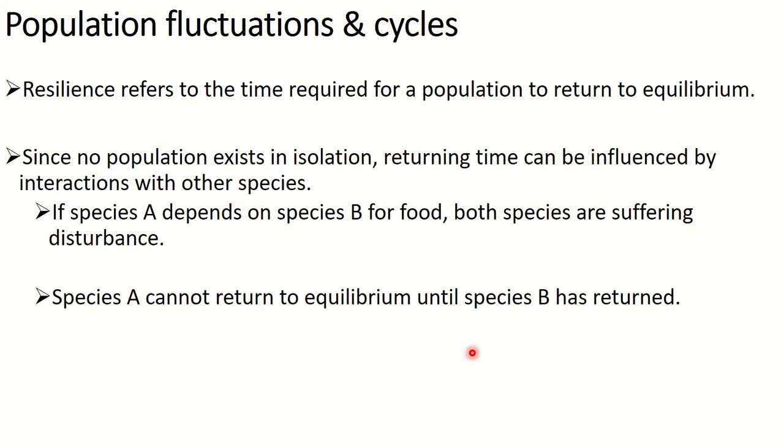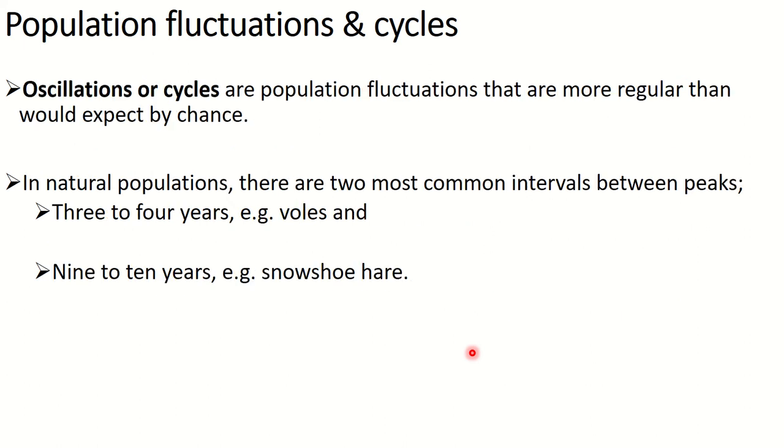Resilience refers to the time required for a population to return to equilibrium. Since no population exists in isolation, returning time can be influenced by interacting with other species. For example, if species A depends on species B for food, like the lion and the impala relationship, both species suffer from disturbances, so you get indirect impacts of one impact affecting the impala that then influences the lions as well. Species A cannot return to equilibrium until species B returns.